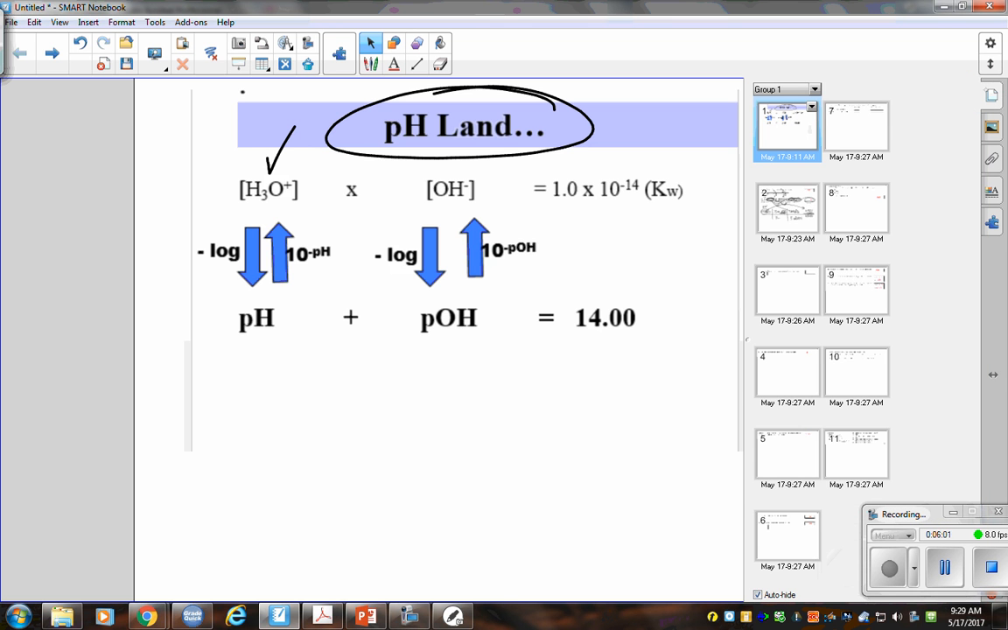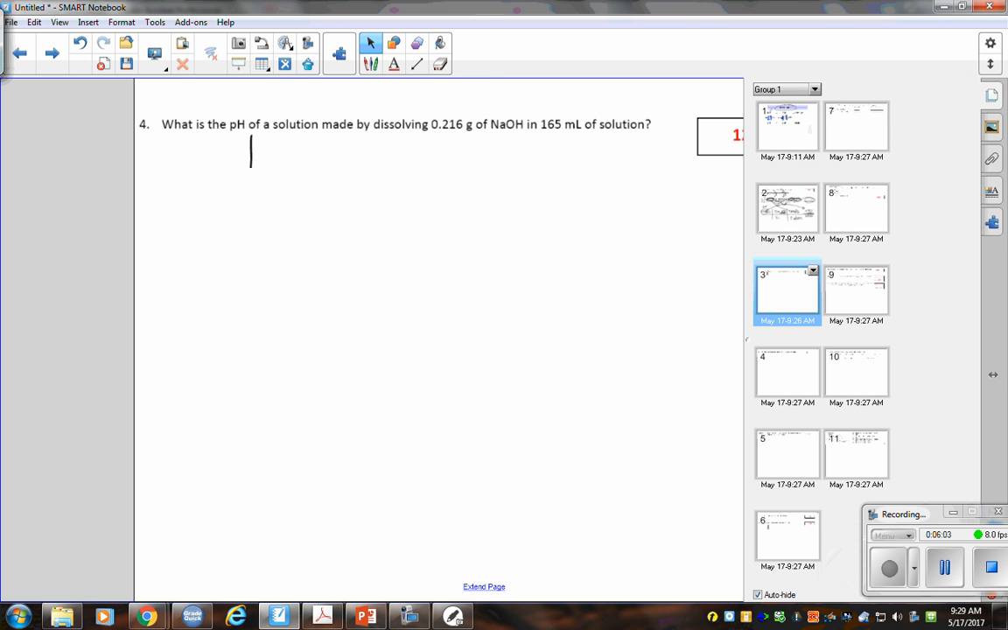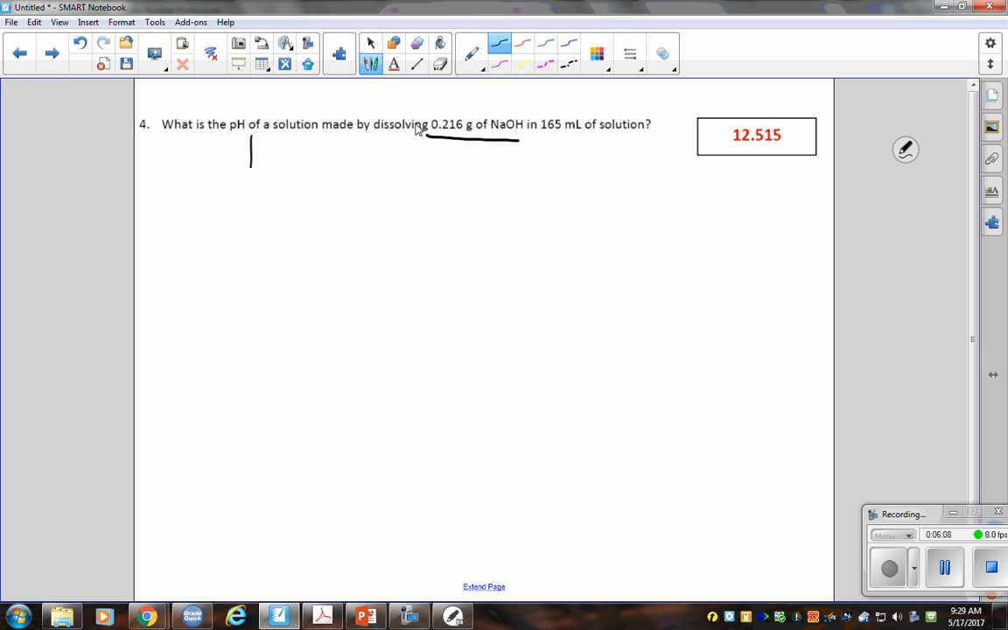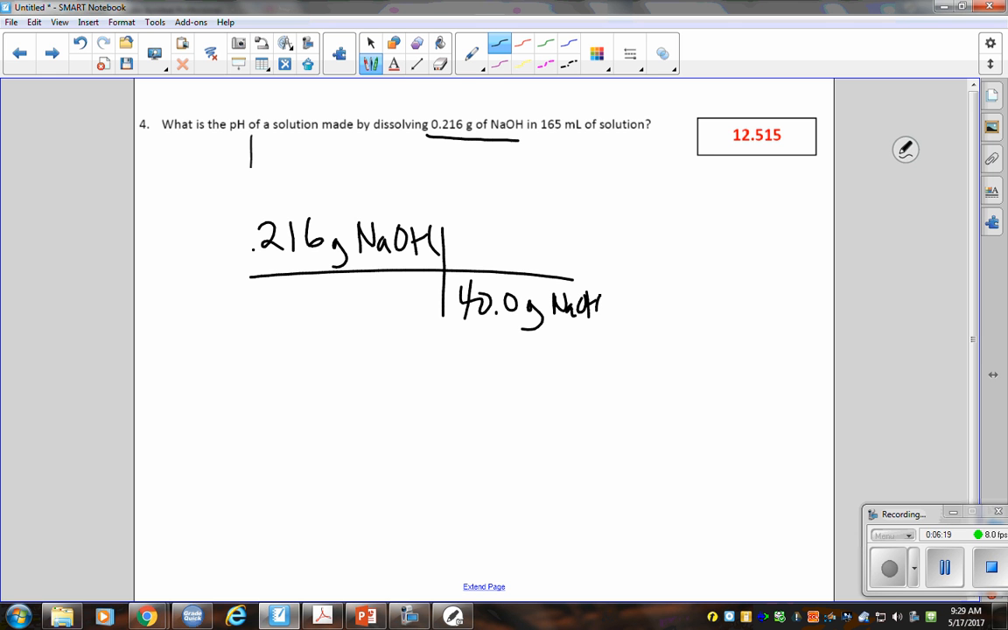It says, what is the pH of a solution dissolving 2.16 grams of NaOH in 165 mL of solution? So I take 2.16 grams of NaOH and divide by the molar mass of NaOH, which is 40.0 grams of NaOH per 1 mole. Dividing by 40.0, I get 0.0540 moles, because 3 sig figs here, 3 sig figs there.